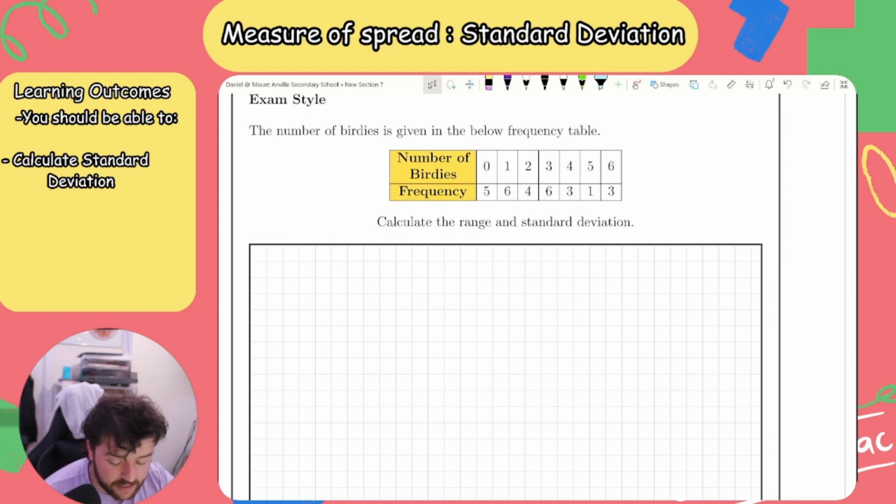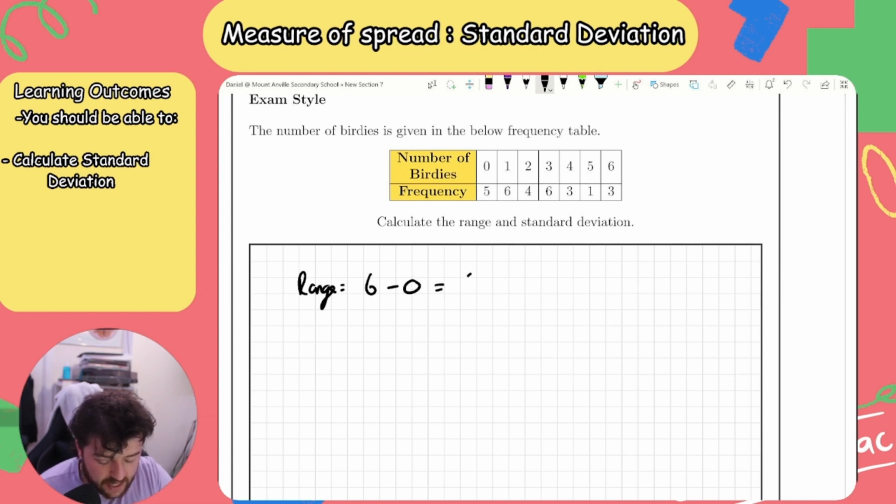This involves a frequency table. So calculate the range and standard deviation. So my biggest value is 6. Right, so the range, biggest and smallest. My biggest is 6, my smallest is 0. So my answer is going to be 6. So the range is 6 birdies, right? Now let's calculate my standard deviation.